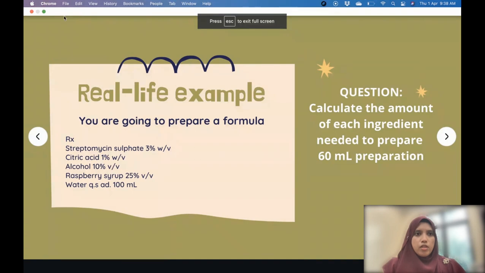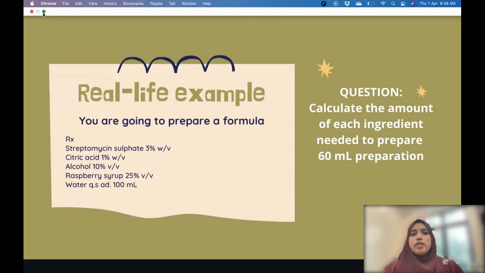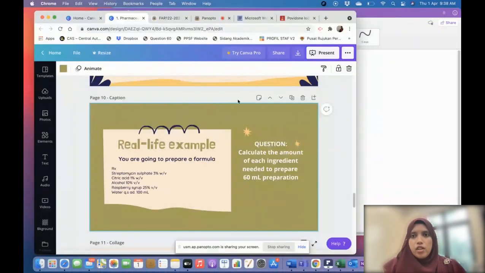Okay, so this would be the formula. We are going to prepare streptomycin sulfate syrup with 3% streptomycin, 3% W over V, weight over volume, citric acid 1%, alcohol 10%, raspberry syrup 25%, and water QSAD 100 ml. But the question asks you to prepare only 60 ml. So how should you calculate?